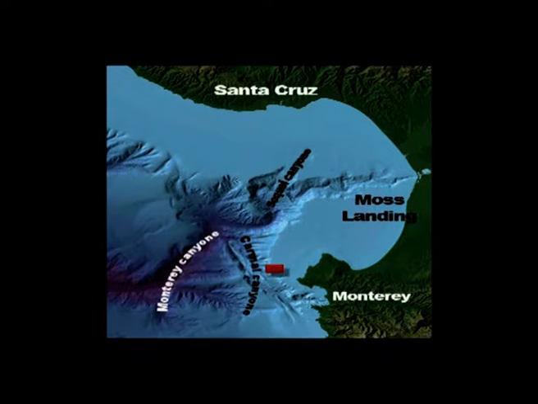Carmel Canyon is the main tributary of this. It joins with the main canyon at an axial depth of 1800 meters. The sinuous course of Monterey Canyon goes up to 2900 meters.